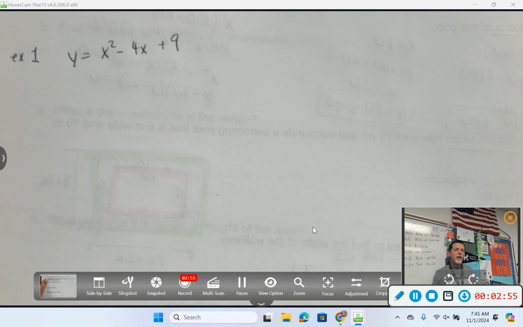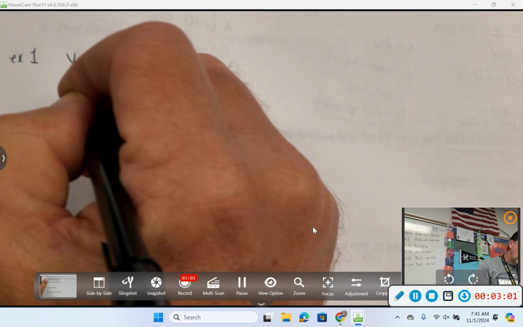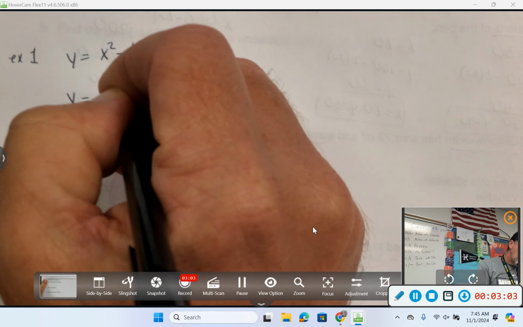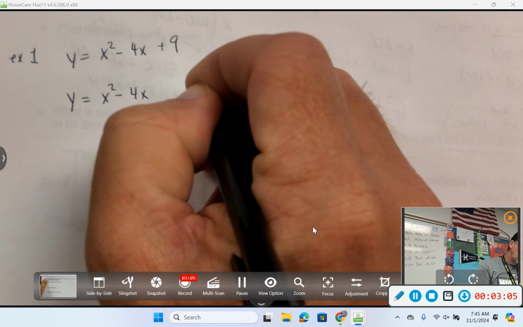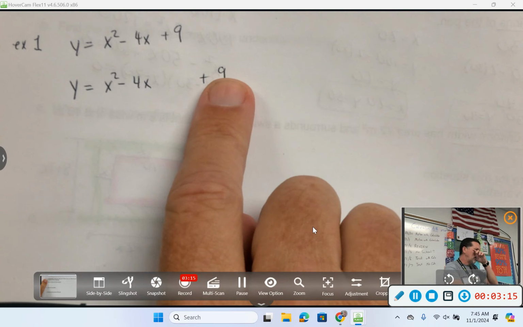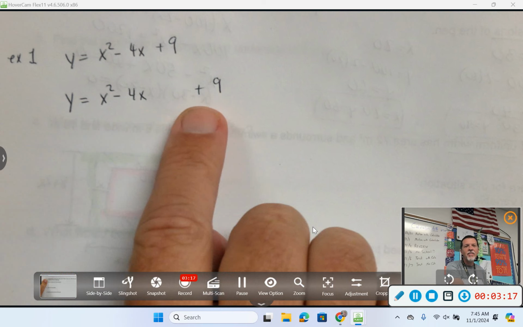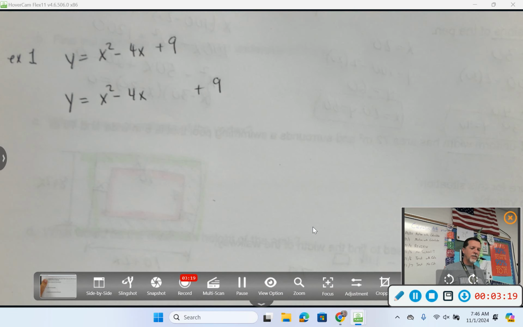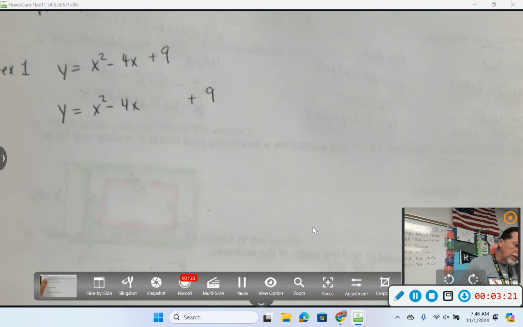y equals x squared minus 4x plus 9. I would like there to be a perfect square in there. So let's move the 9. I'm not going to move the 9 to the other side, because then it wouldn't be vertex form. But I am going to move it out of the way. It's still plus 9. I didn't move it to the other side. I just wrote it a little bit further out to make room to complete the square.